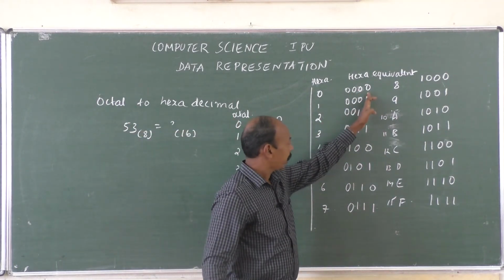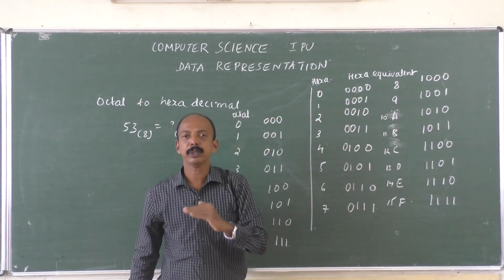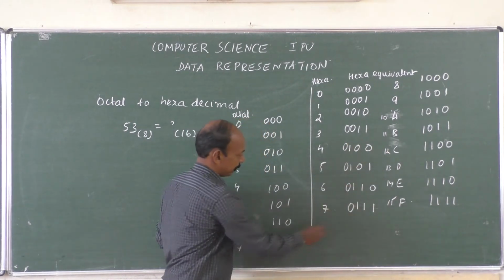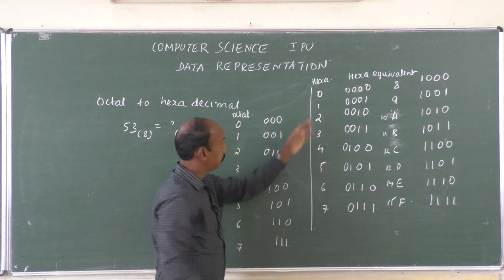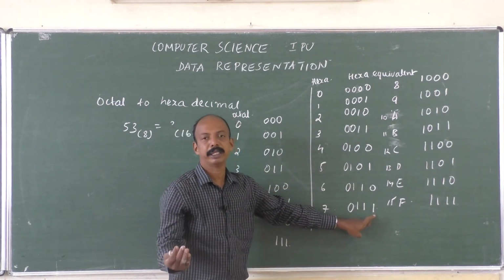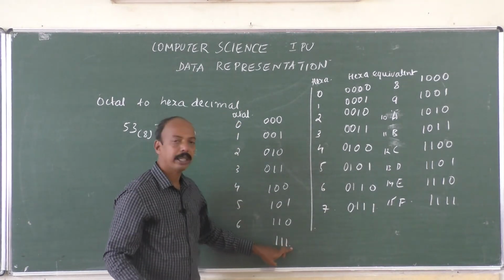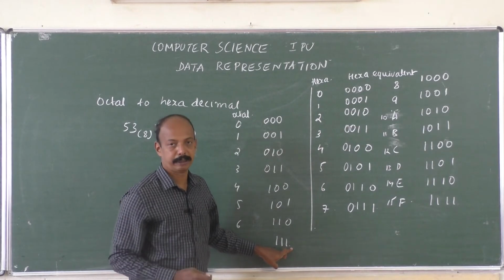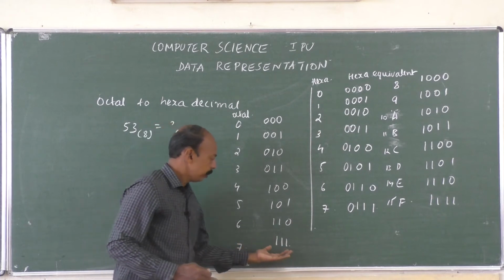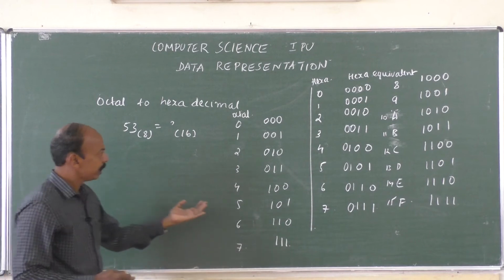Actually same number, but what about this? Here the same number we are representing with respect to 4 bits. See, for example, suppose you refer to this one. This is the hexa equivalent. What is the value? 0111, but 4 bits. Same 7 in octal is written as 111, but how many bits? Only 3 bits. So the number of bits we have to decide. The standard we have to follow.